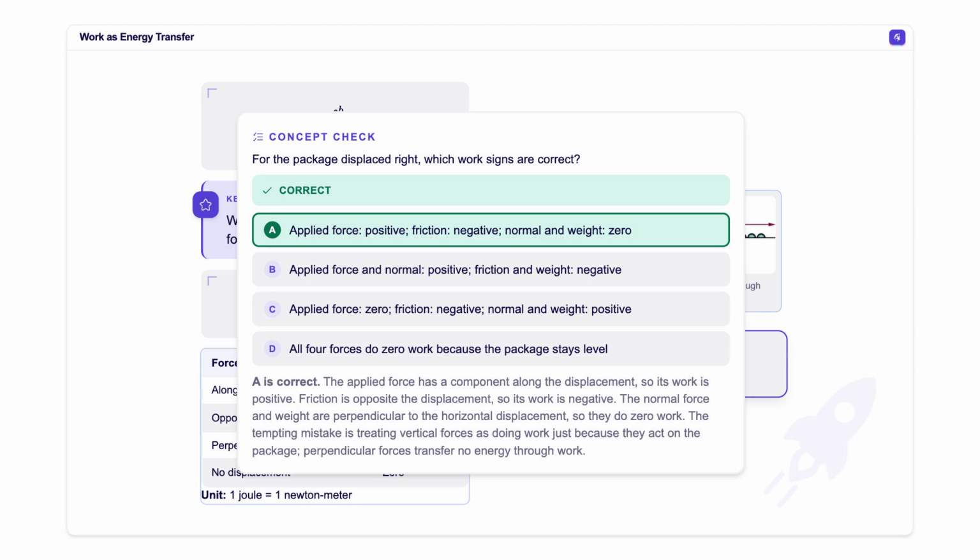A is correct. The applied force has a component along the displacement, so its work is positive. Friction is opposite the displacement, so its work is negative. The normal force and weight are perpendicular to the horizontal displacement, so they do zero work. The tempting mistake is treating vertical forces as doing work just because they act on the package. Perpendicular forces transfer no energy through work.